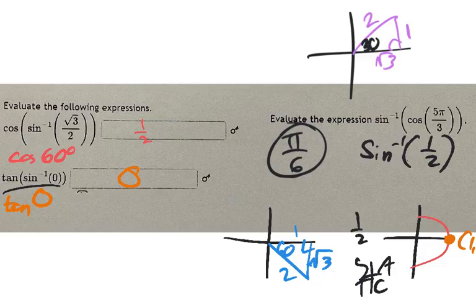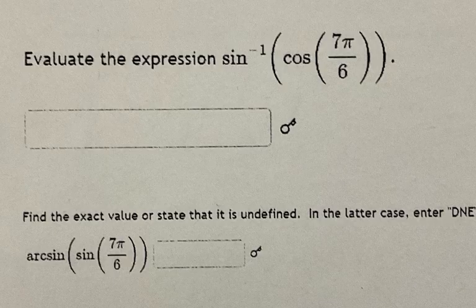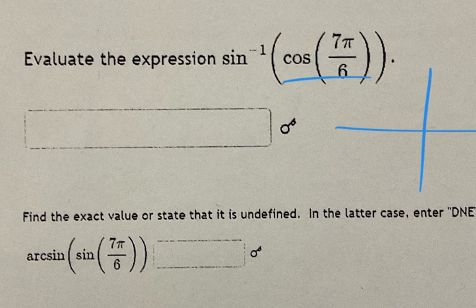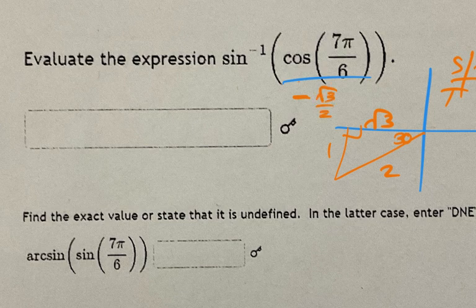So I'm taking the inverse sine of cosine of 7 pi over 6. I'm starting on the inside. Cosine of 7 pi over 6 puts me in quadrant 3, reference angle 30, 1, radical 3, and 2. Because I'm in the third quadrant, my answer is going to be negative. Cosine is the adjacent over the hypotenuse, which is radical 3 over 2. So now I'm taking the inverse sine of negative radical 3 over 2.